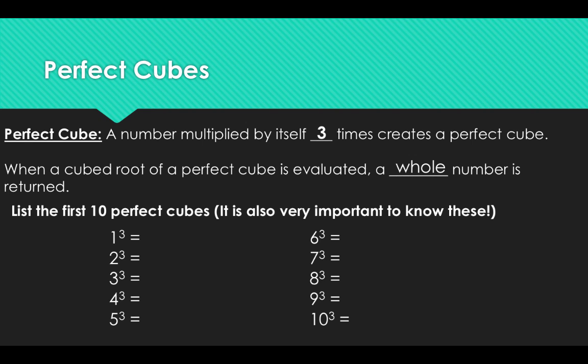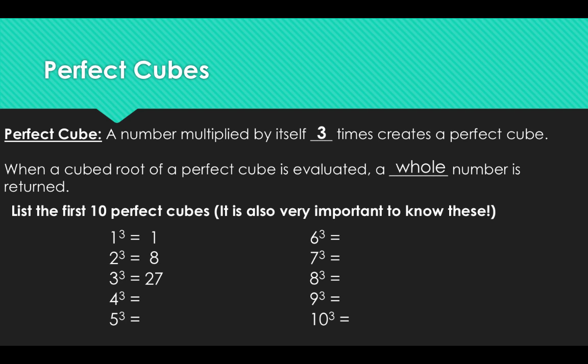Let's go ahead and list the first 10 perfect cubes. It's also important that you know these. 1 cubed is 1 times 1 times 1, which is 1. 2 cubed is 2 times 2 times 2, which is 8. 3 cubed is 3 times 3 times 3, which is 27.